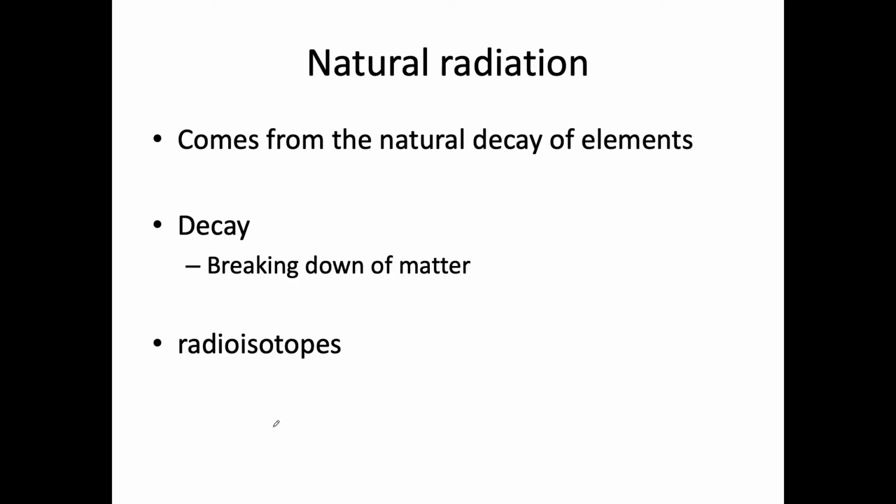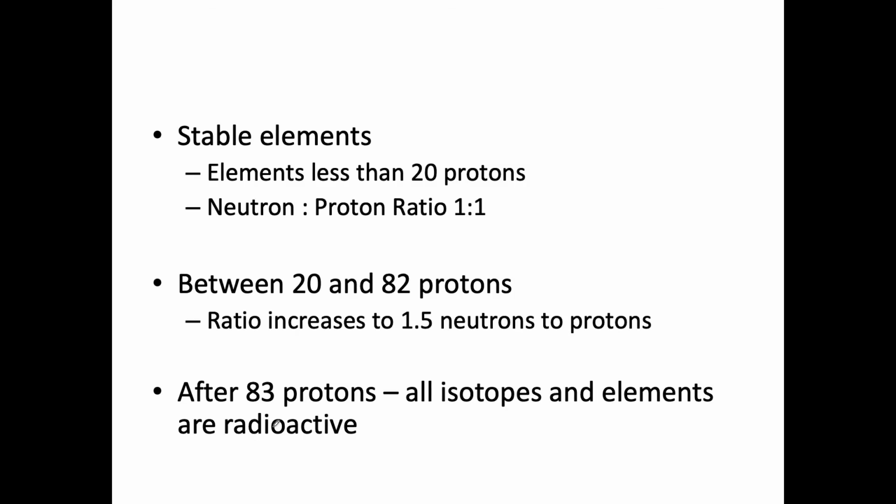And this is where we come to natural radiation. It comes from the natural decay of elements. Basically, this decay is the breaking down of matter, and we're going to get different elements being formed. And then we call these things radioisotopes. And what we have is that we have the stable elements.